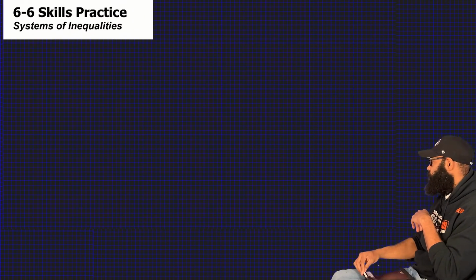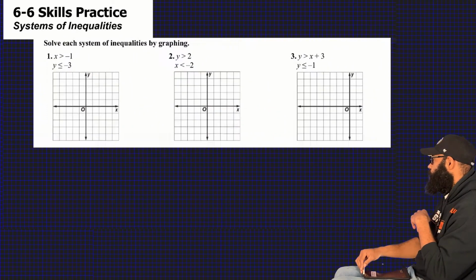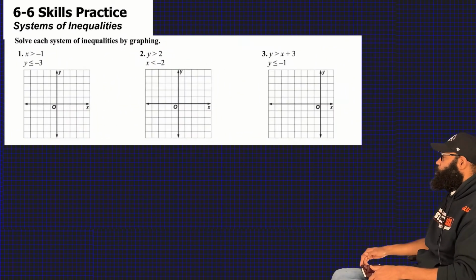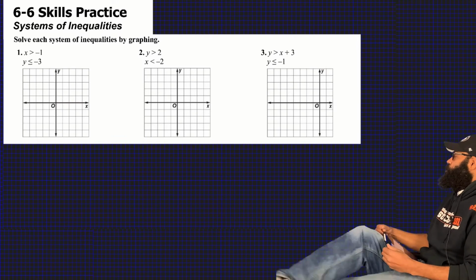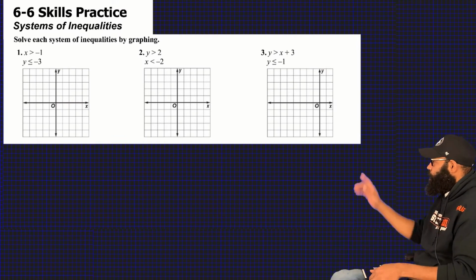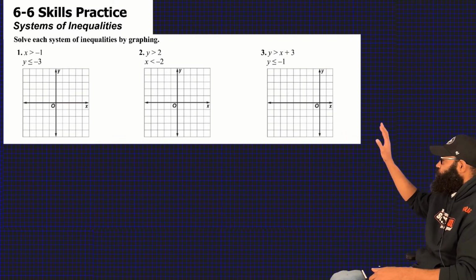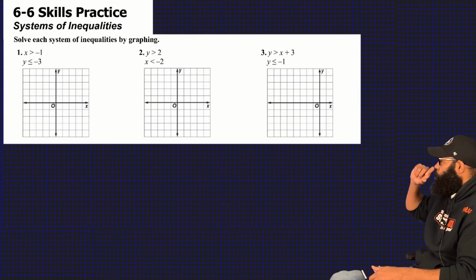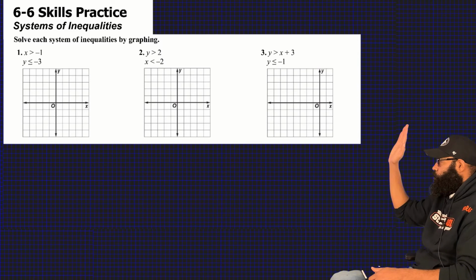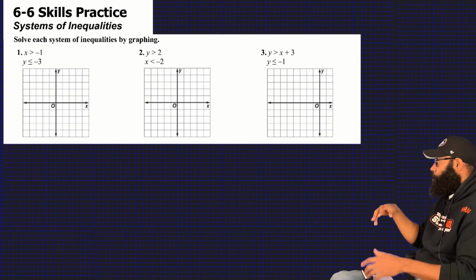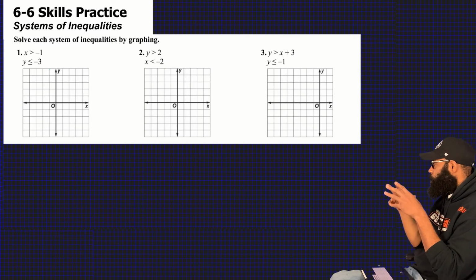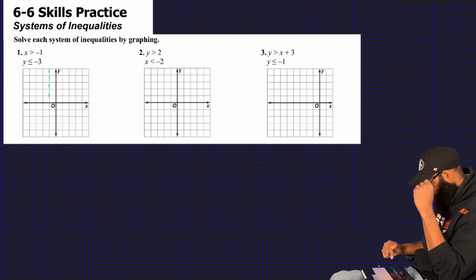Nice looking handouts. Graphs all over that thing. Yes, because we'll be graphing all day long. Systems of inequalities. I'm loving the first 3, because it looks like 1, 2, and 3 are single variable. Meaning, I'm going to have either a horizontal line or a vertical line, depending on the X or the Y.